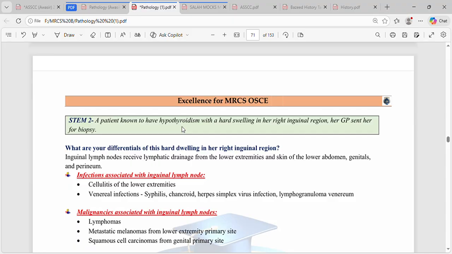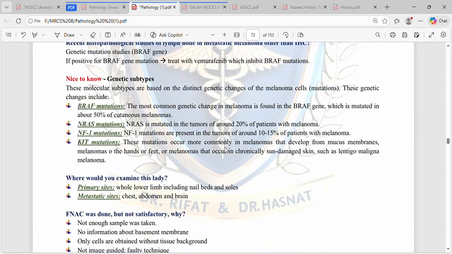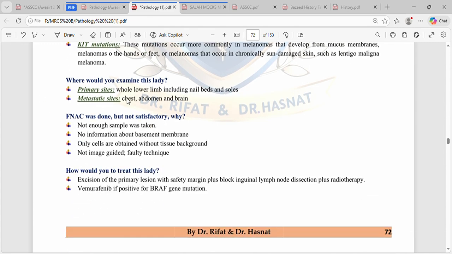A patient known to have hypothyroidism with a hot swelling in her right inguinal region. Her GP sent her for biopsy. So for the right inguinal region, you have to assess the whole lower limb, including nail beds and soles, and then chest, abdomen, and brain for metastasis.